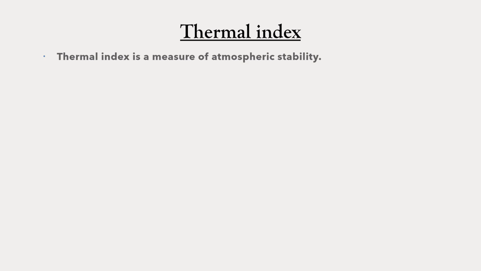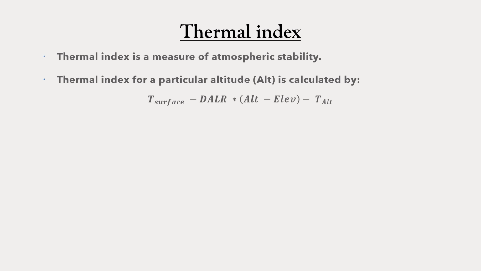So one way that we measure the degree of stability in the atmosphere is with something called the thermal index. The thermal index is a function of altitude, and the formula for calculating it is based on observing the temperature at the surface, the temperature at that altitude, the difference in height between the elevation of the surface and the altitude, and then the dry adiabatic lapse rate. So get all those numbers and you get an index.